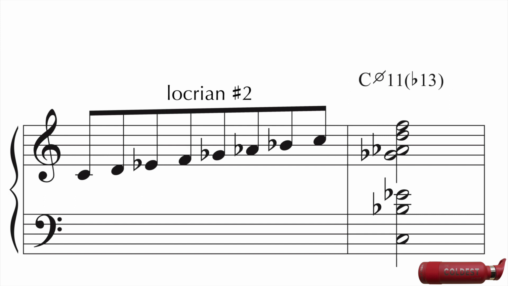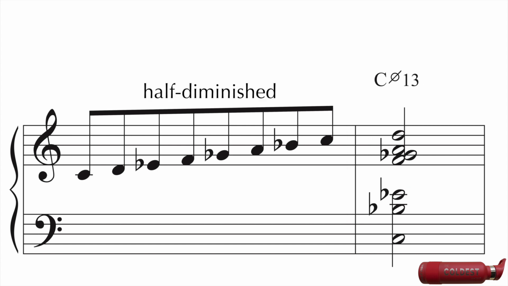The Locrian sharp 2 scale contains all the tones of a half diminished 11 flat 13 chord, which is also a minor 11 flat 13 flat 5 chord. The half diminished scale contains all the tones of a half diminished 13 chord, which is also a minor 13 flat 5 chord.